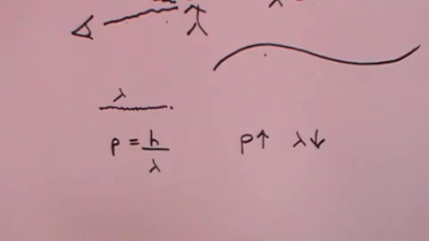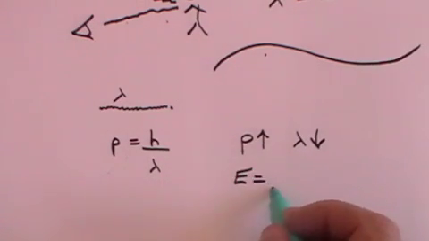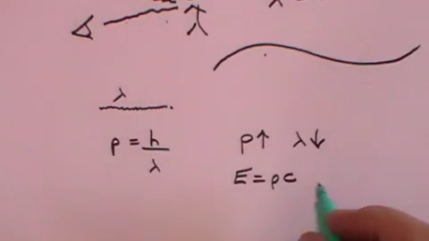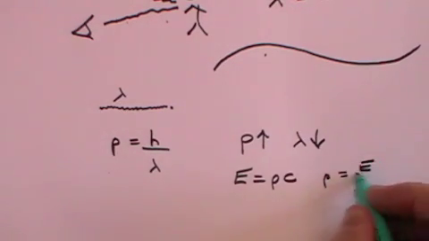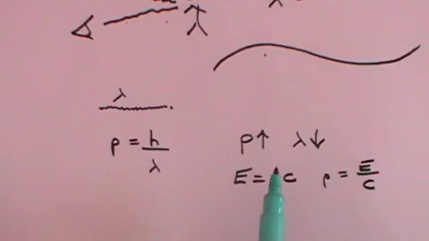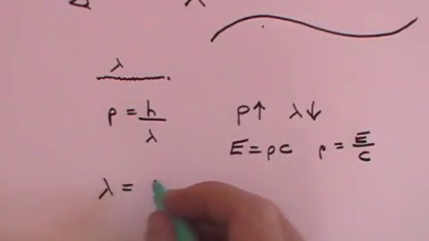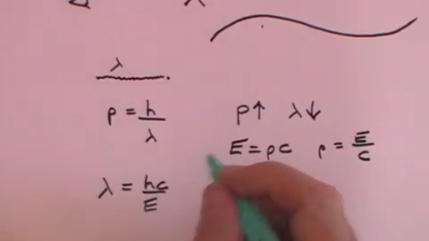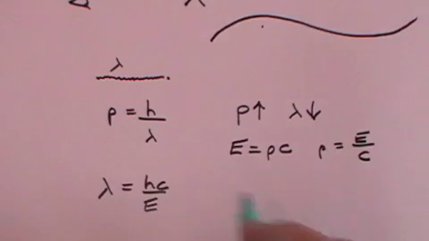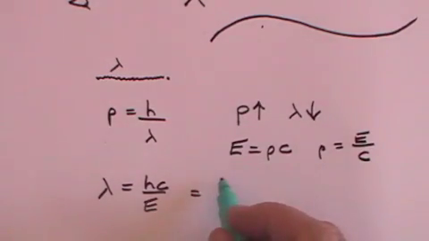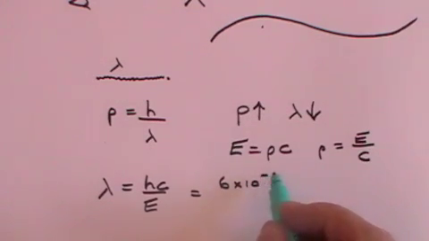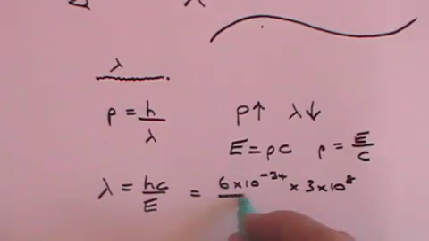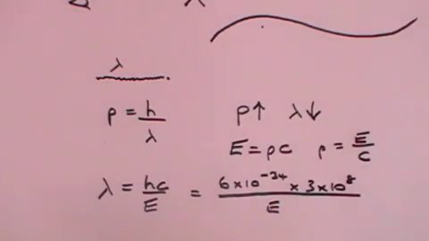If you need a high momentum, you need a high energy, because energy is pc, the momentum times c, the speed of light. So from this formula, it's pretty obvious that p is equal to E over c. And if I substitute in this formula and rearrange for lambda, I get that lambda is h over p, and p is E over c, so it's hc over E. And that's going to be 6 times 10 to the minus 34, that's Planck's constant, times 3 times 10 to the 8, that's the speed of light, divided by the energy.